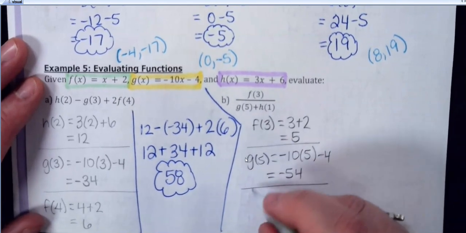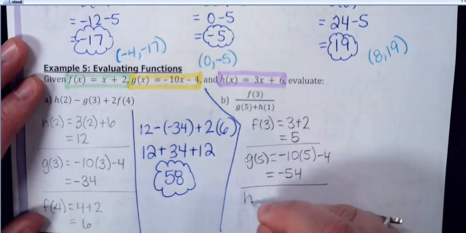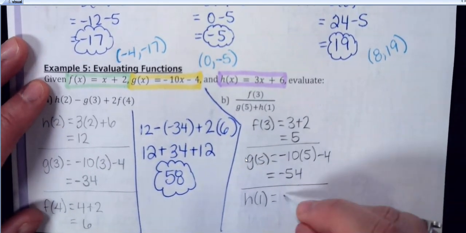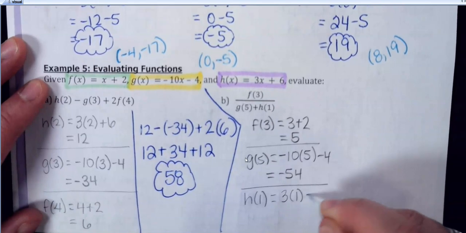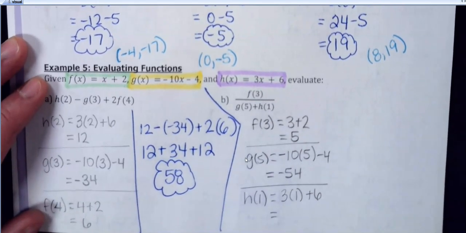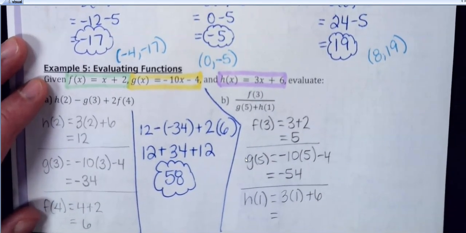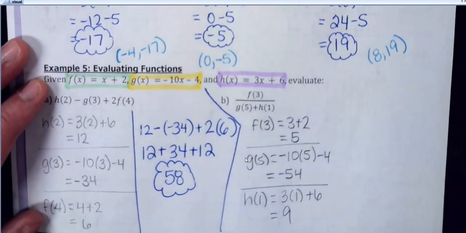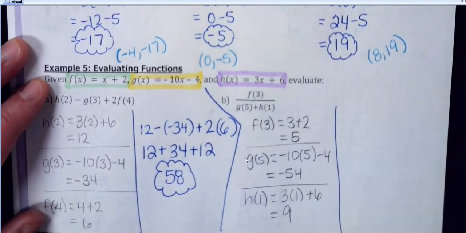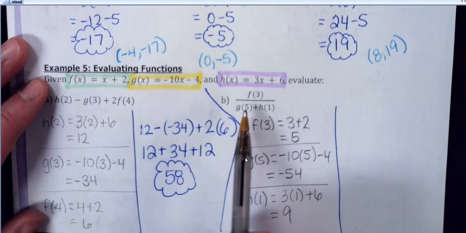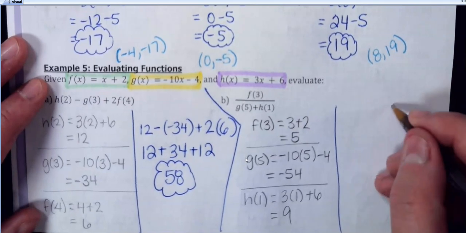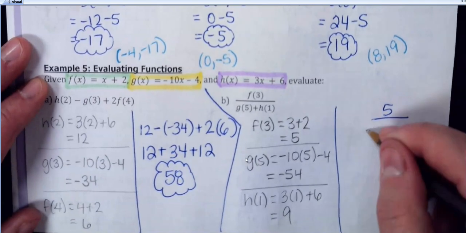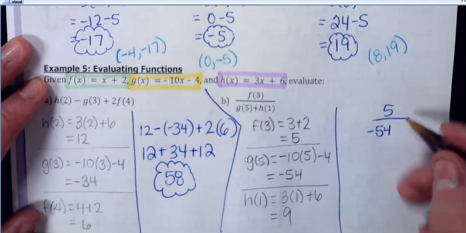And then I need h of 1. Those are the three things I need to figure out the problem here. H is 3 times my x value plus 6, and I want my x value to be 1. So it'd be 3 plus 6, so that would be 9. Once I get that, then I just go back and replace or substitute each one of those into the original problem. Now, f of 3 was just 5, so I'm going to put that on the top. The bottom says g of 5, which was negative 54 plus h of 1 plus 9.